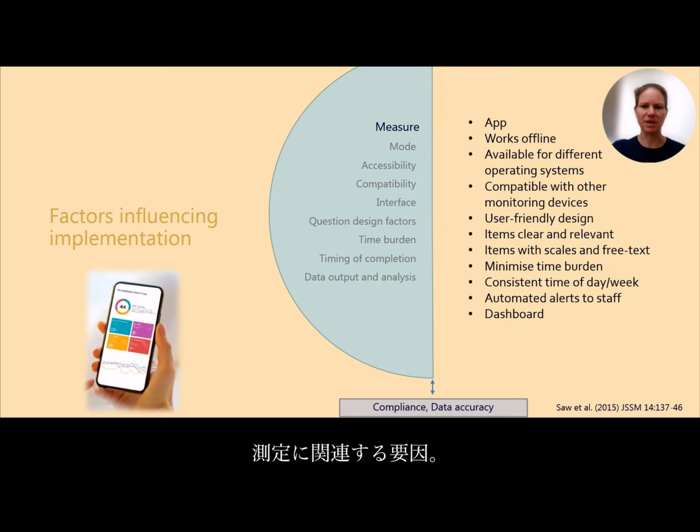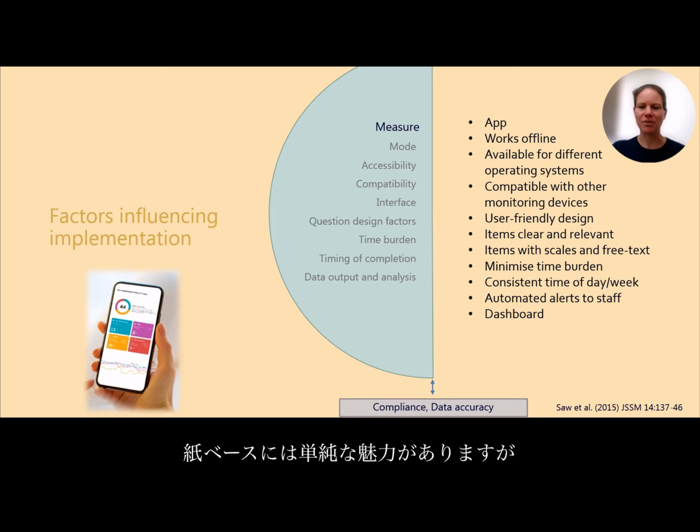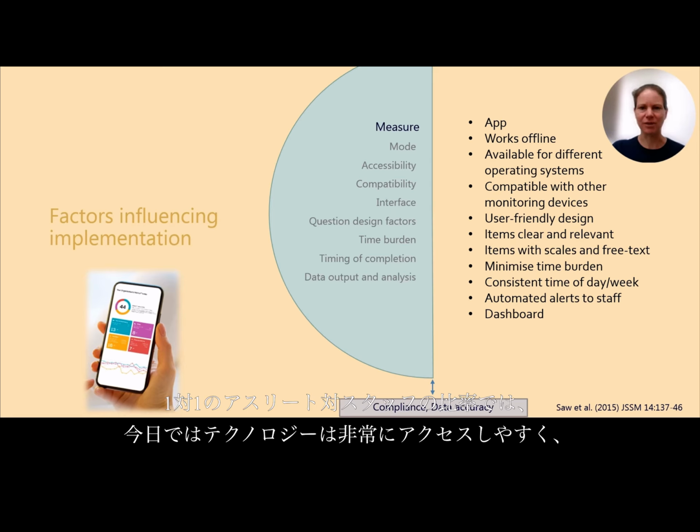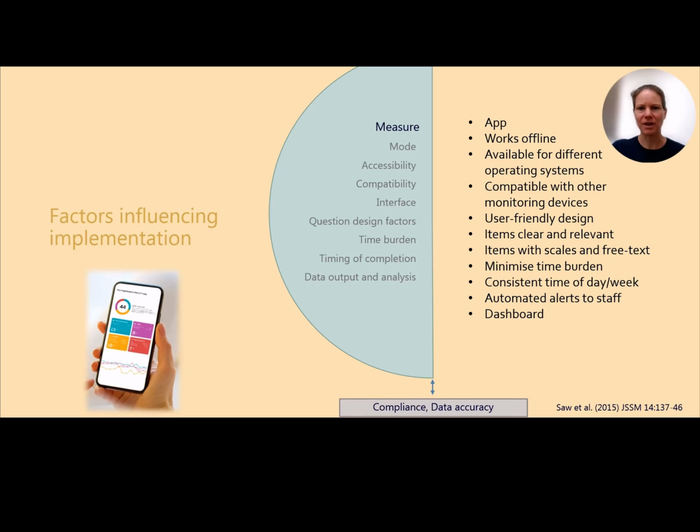Factors related to the measure. Mode, this refers to paper, website or app. Paper-based has some simple charm in a 1-to-1 athlete to staff ratio. But these days, technology is so accessible and there is a network of coaches and support staff to keep in the loop. I'm fairly confident in saying an app is the mode of choice.